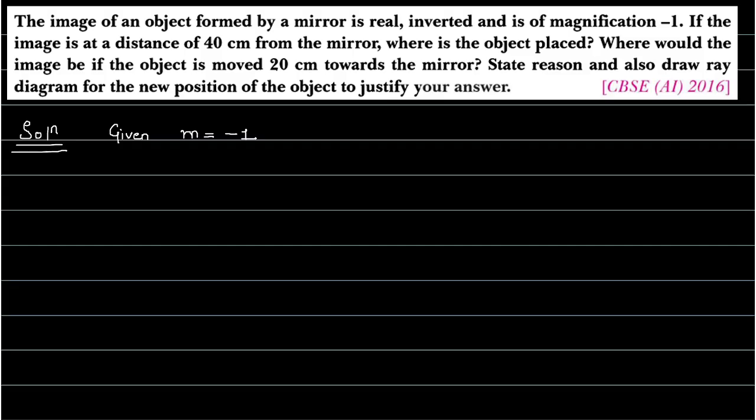Now because it's a real and inverted image, I can say that the mirror will be concave, and a real and inverted image is always formed at the left side of the mirror. So the distance taken would be negative. So I would say V would be -40 centimeter, right? Now it is asking where the object is placed. So we have to find out U.